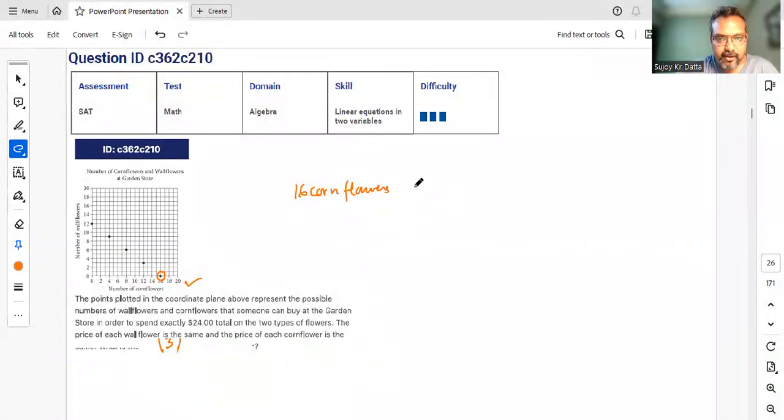Okay. 16 cornflowers for $24. That means one cornflower would cost you 24 over 16. So that is $1.5. So the answer is 1.50. I hope this is clear.